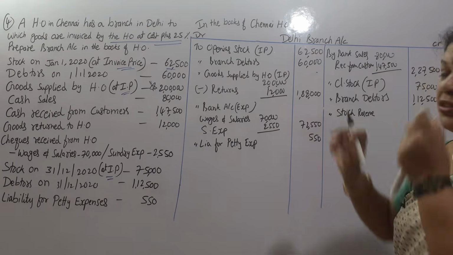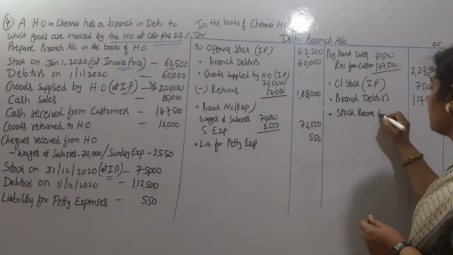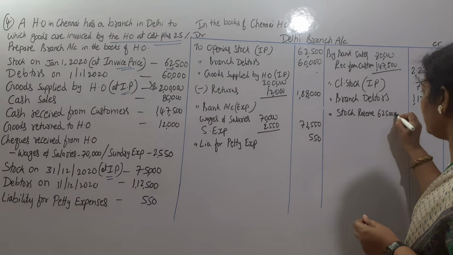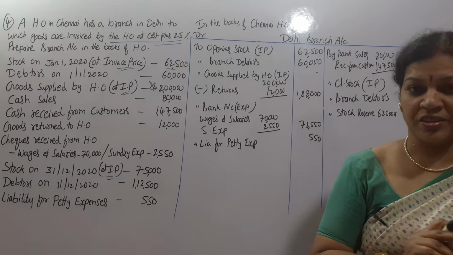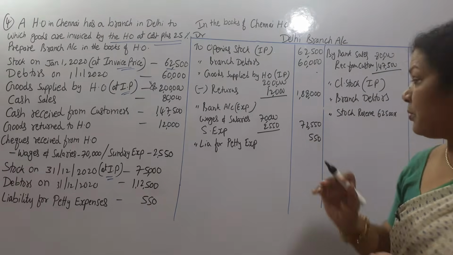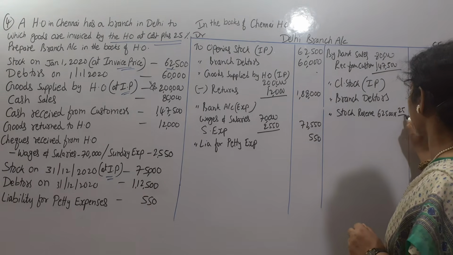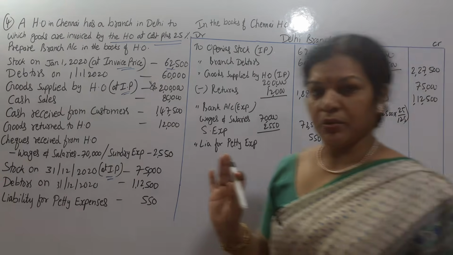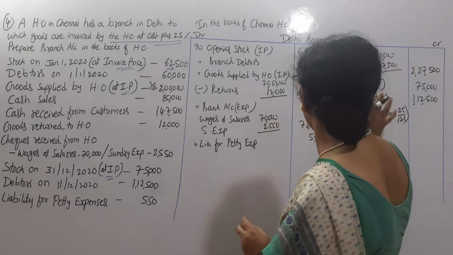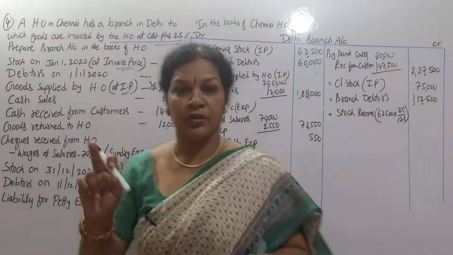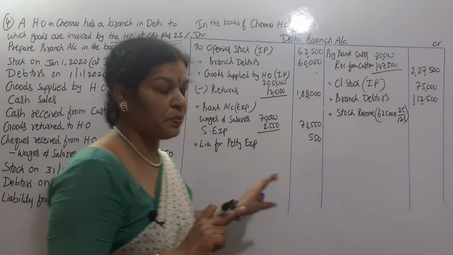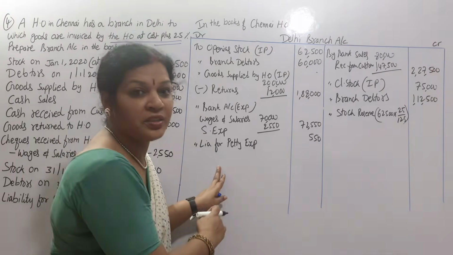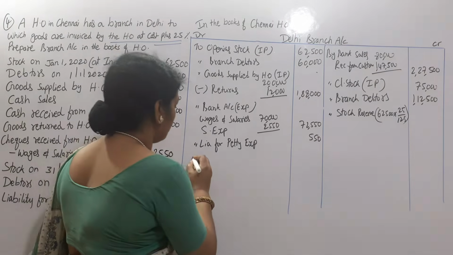What is the amount of opening stock? 62,500, right? 62,500 into cost plus, so that is why 25 by 125. We'll calculate this later. In the same way, closing stock also invoice price. Closing stock is also invoice price. That is also we'll say it on the opposite side to stock reserve.